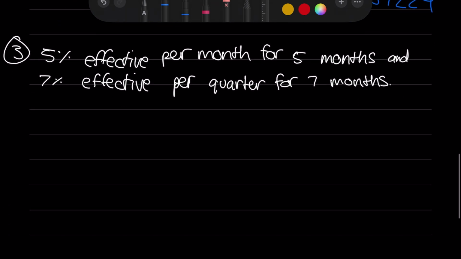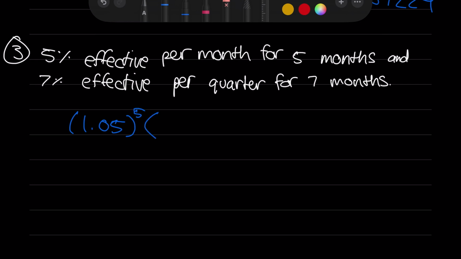And now this question, slightly more expensive, but nothing crazy. 5% effective per month for 5 months. Let's jump in. There are two parts, right? We can see that the 5 plus 7 is equal to 1 year. So we're just trying to get one effective interest rate for the whole year. For the 5% effective per month for the 5 months, that would be 1.05 to the power of 5, multiplied.